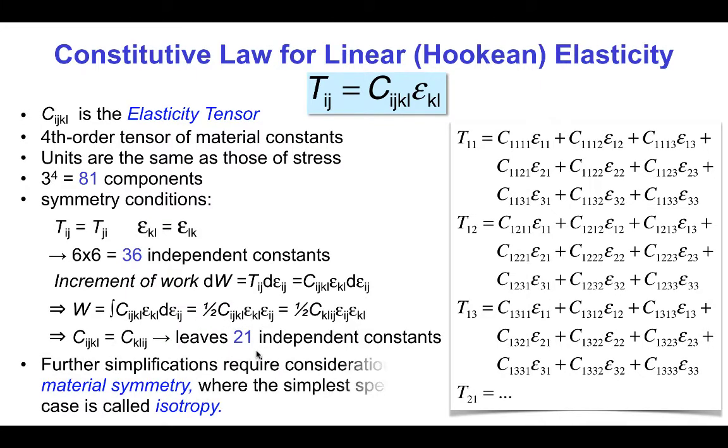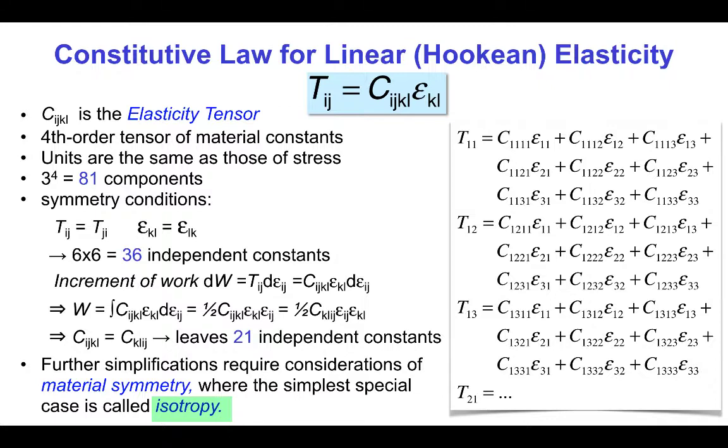Now that's still an impractically large number of material constants to measure for any material. And in practice, we never have to, because there are further simplifications to the constitutive equation, to the elasticity tensor, in the case of Hookean elasticity. And those come about by considerations of the structure of the material, or what we call the material symmetry. And the simplest case of all is called isotropy.